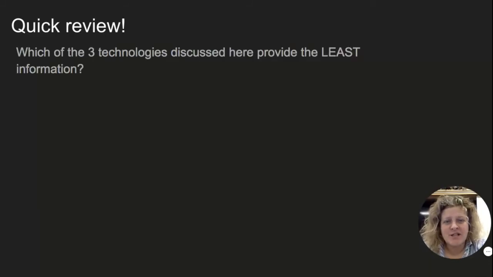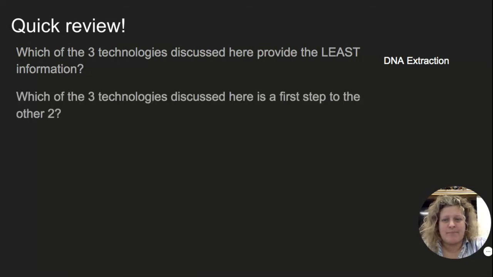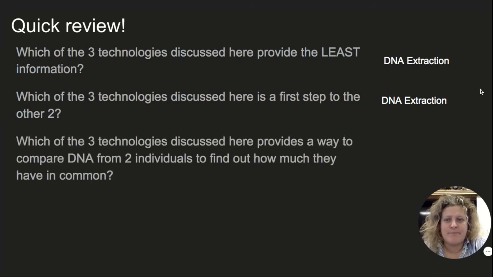Which of the three technologies that were discussed here provides the least information? That would be DNA extraction, because it just tells you that this is a living thing. Which of the three technologies is actually the first step to getting to the other two? Well, that would also be DNA extraction, because before you can run a sample through gel electrophoresis or do a full sequence on it, you have to extract it from whatever it was.